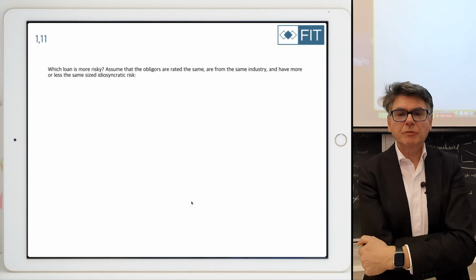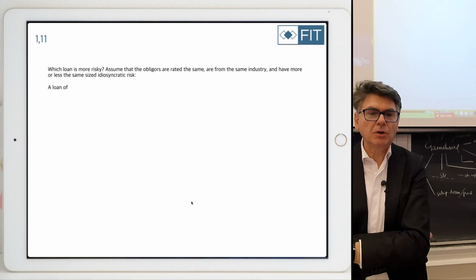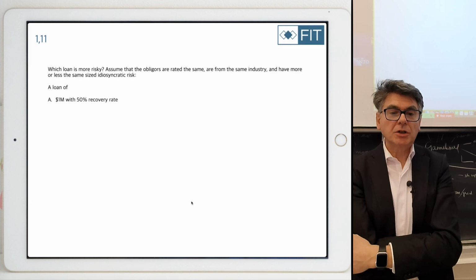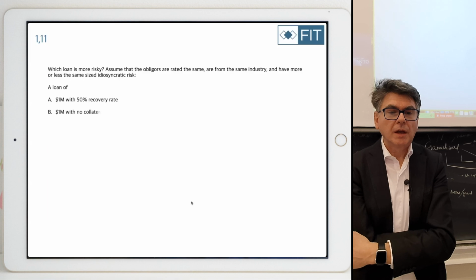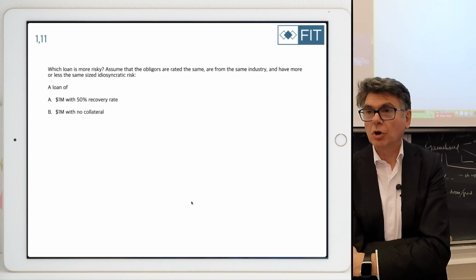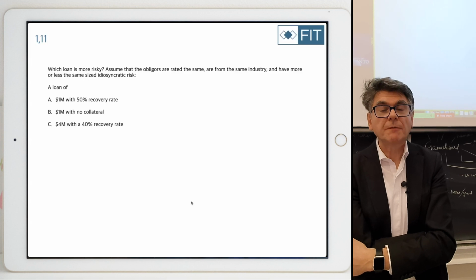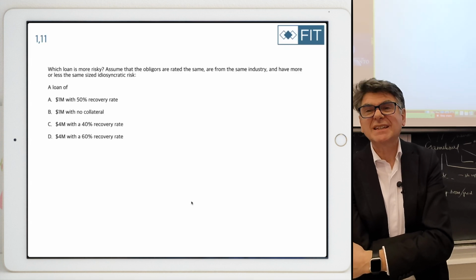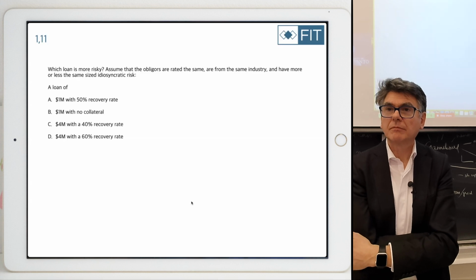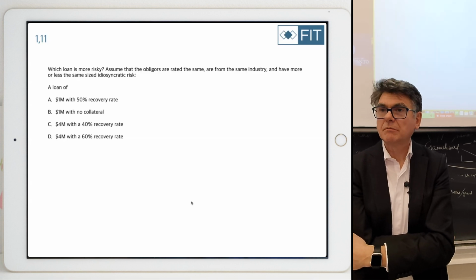So, which loan is more risky? Assume that everything else is the same. A loan of $1 million with 50% recovery rate. A loan of $1 million with no collateral. A loan of $4 million with a 40% recovery rate, or a loan of $40 million with a 60% recovery rate. Which one is more risky?